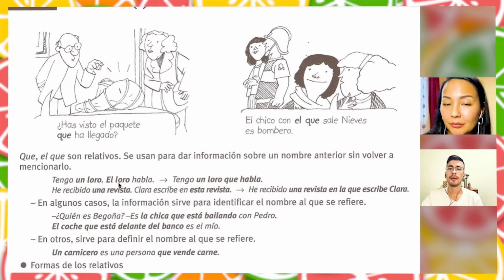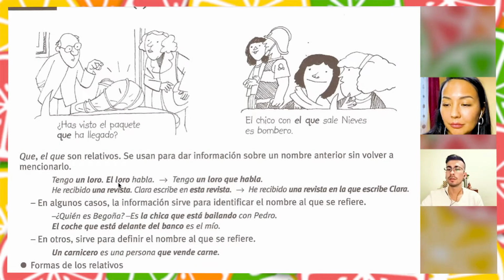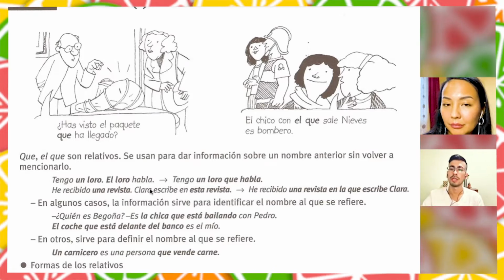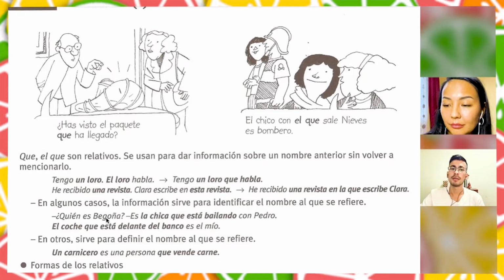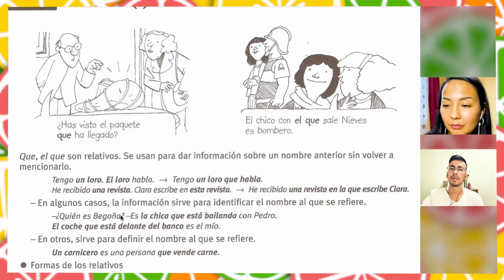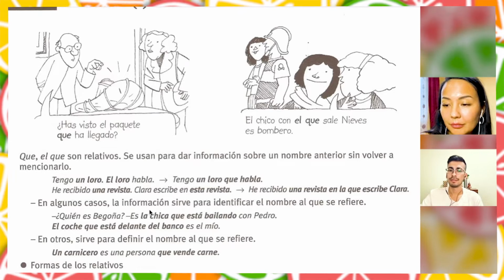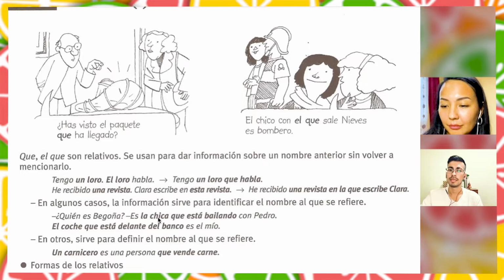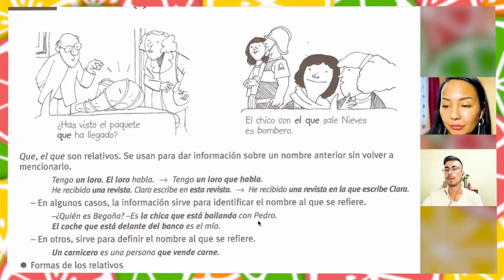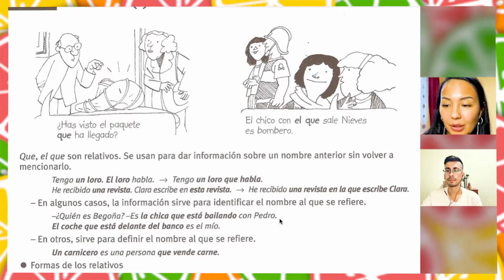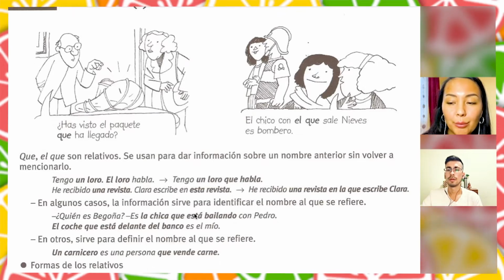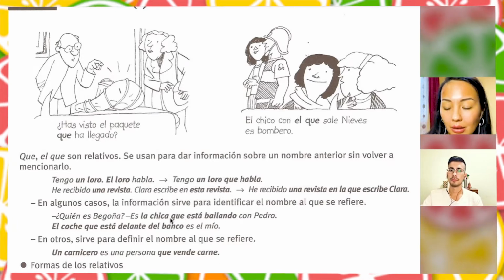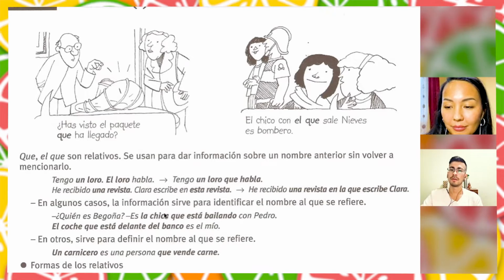In some cases, the information that is given to us helps us to identify the noun. Which noun are we talking about? For example, ¿quién es Begoña? Who is Begoña? Es la chica que está bailando con Pedro. The girl who is dancing with Pedro. See, here we do not use any preposition before the relative. That's why we just say la que without any extra, and it's also because we already have the noun here.